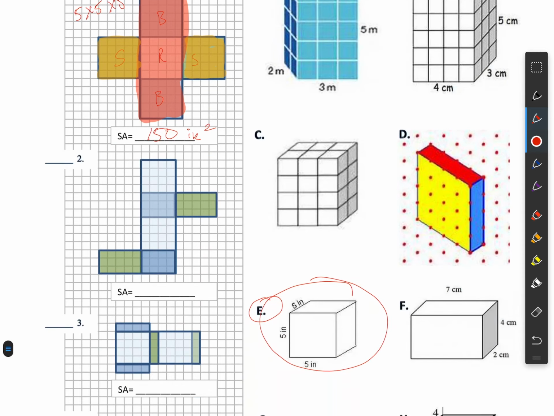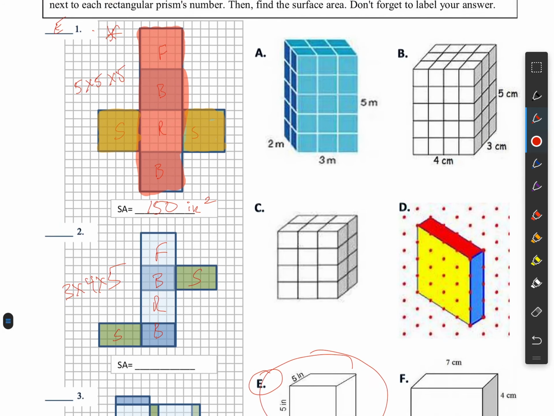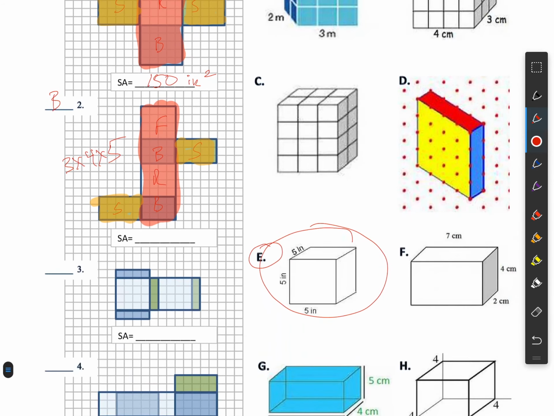On to number 2. For number 2, we have base, base, front, rear, side, side. Looks like we have a 3 by 4 by 5. So for number 2, we're looking for a 3 by 4 by 5. Looks like choice B. Okay, for the surface area, again, shaded. Add those up, and we get 94 centimeters squared.